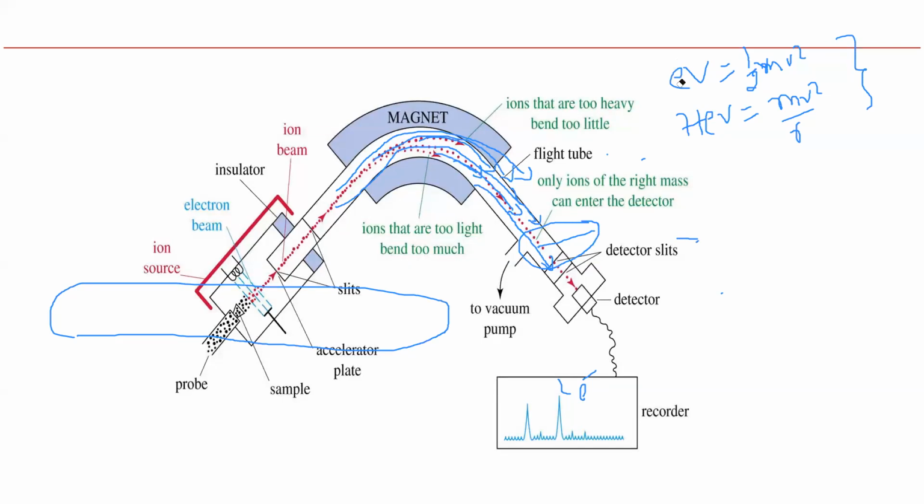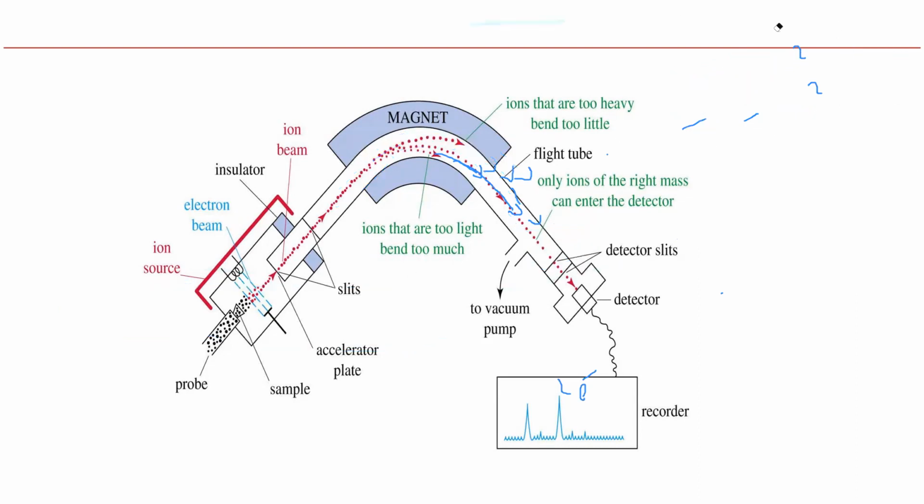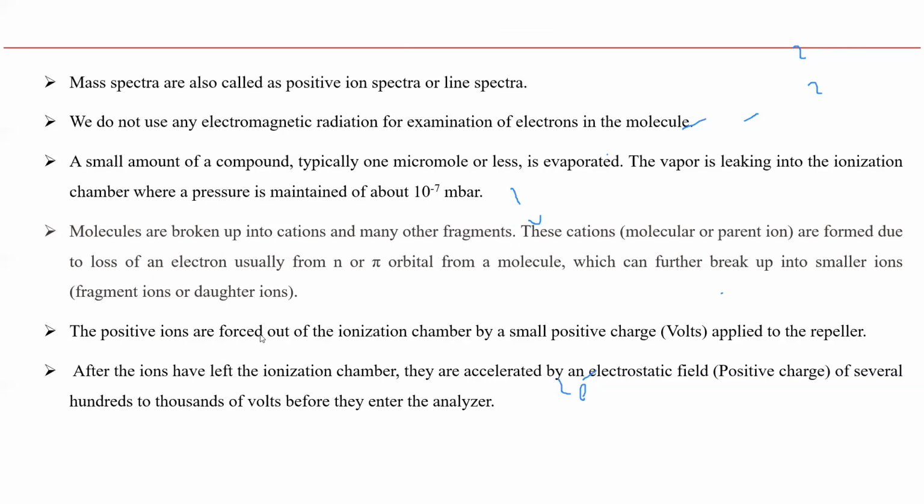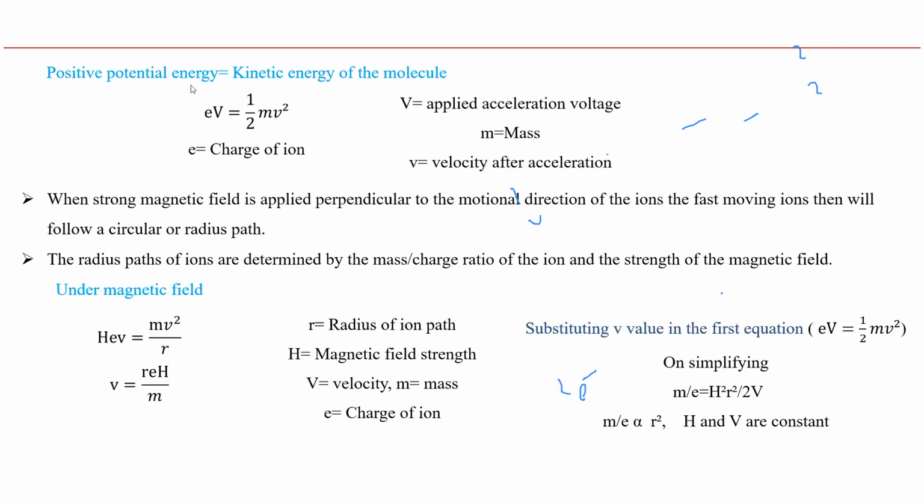Here I have given the two equations: EV is equal to half mv square, and H e v is equal to m v square by r. The positive potential energy equals the kinetic energy of the molecule, EV is equal to half mv square. And the applied magnetic strength is directly proportional to the centrifugal force of the molecule. When we simplify these two equations, we get m by e is equal to H square r square by 2V. Here H is the magnetic strength and V is the applied potential.